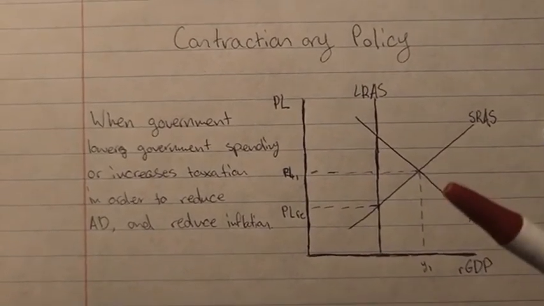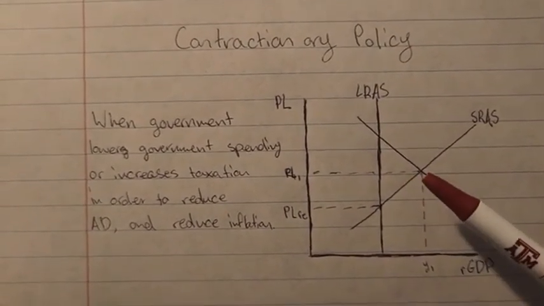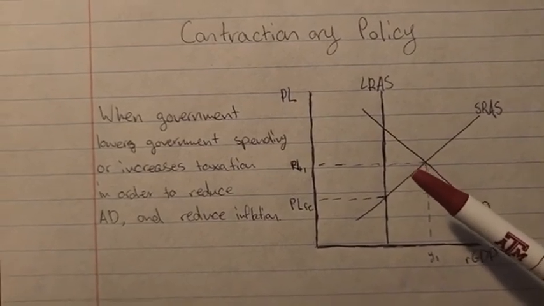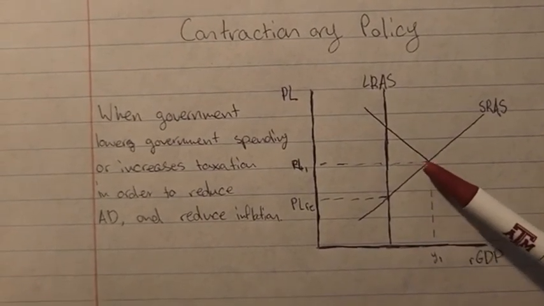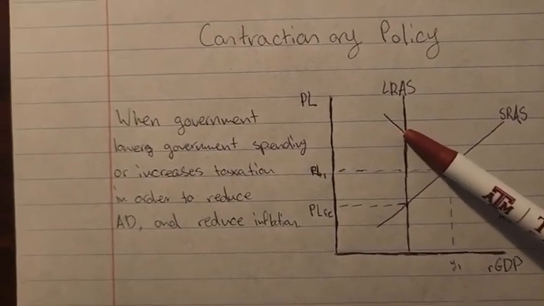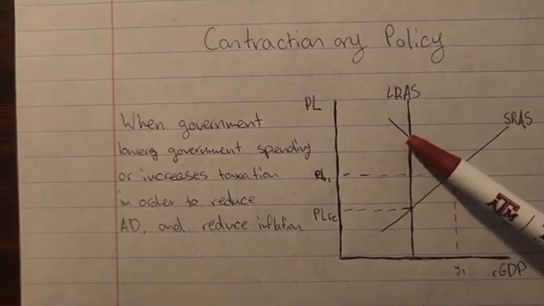If this was left unchecked, the short-run aggregate supply curve would eventually shift to go back to long-run aggregate supply, and it would shift to the left and meet at this point right here, further increasing inflation.